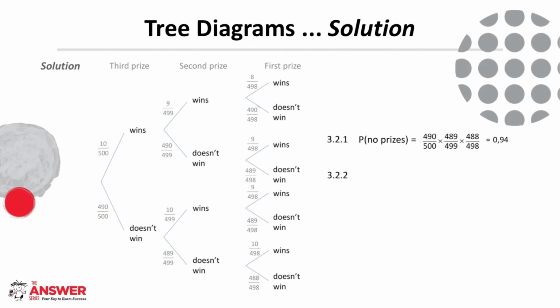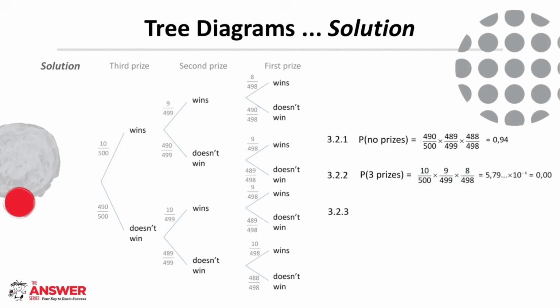3.2.2. What is the probability that Zia wins all 3 prizes? Well, this time we track along the wins branches and find the product of these probabilities. We can see the chances here are so small that the probability rounds off to 0.00.